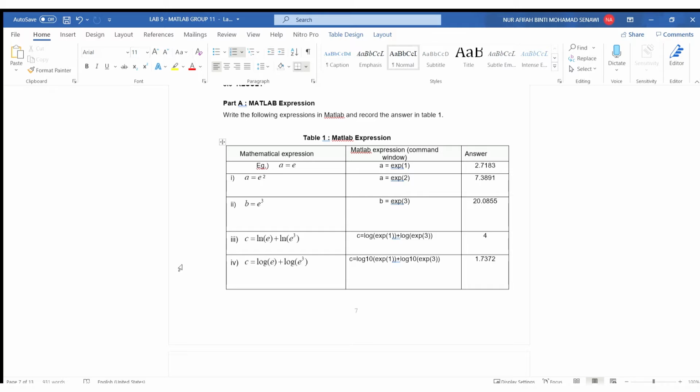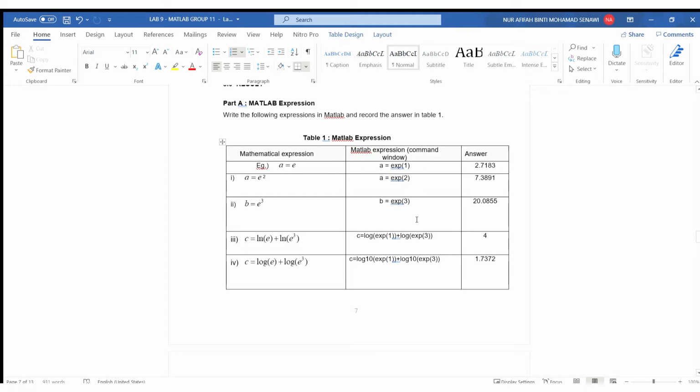So today I'm going to present MATLAB expressions for Part A. Question number 1 is A equals e power of 2. In MATLAB, I need to change it to A equals exp, and the power changes into the brackets. So this is the answer. I repeat the same step for B: x equals exp, and the power goes into the brackets.